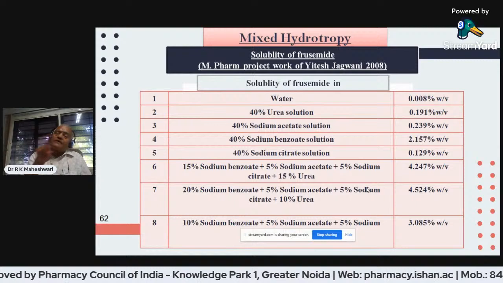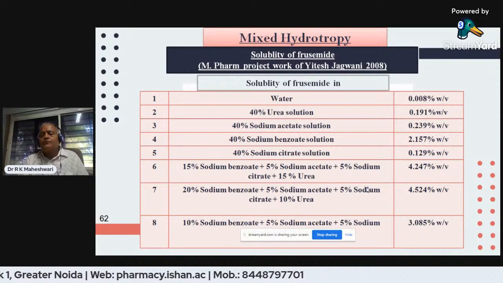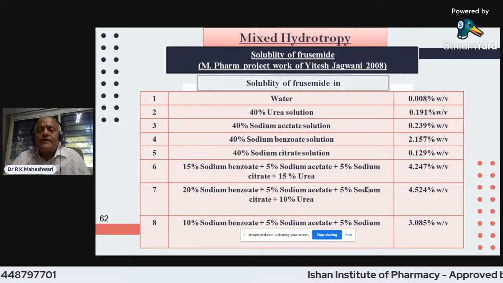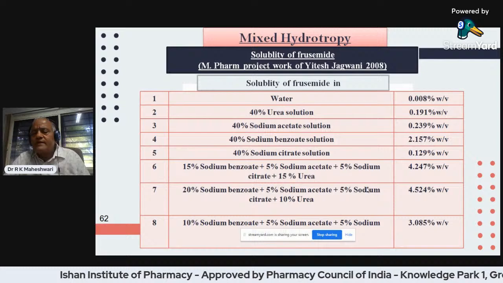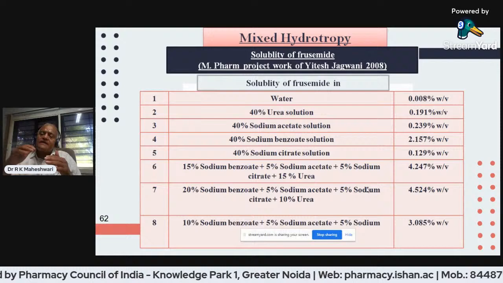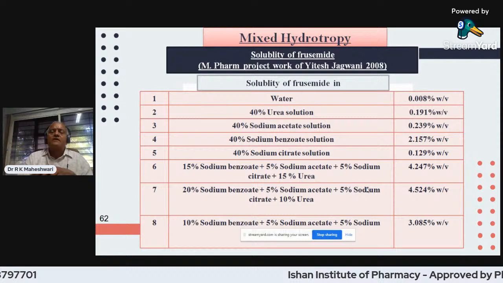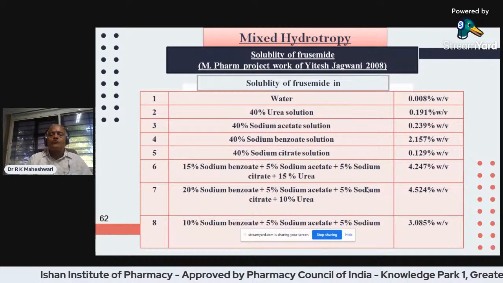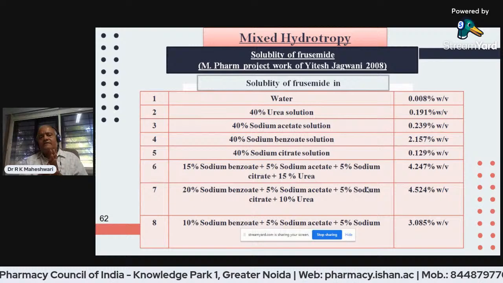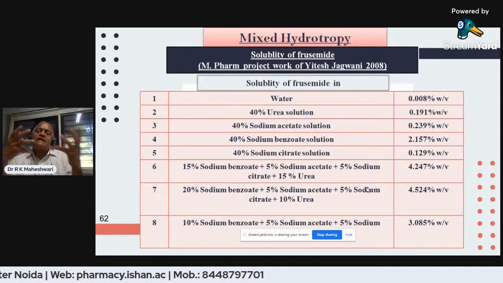Here the solubility found was 4.247%. Now if you see the solubility by urea 0.191, sodium acetate 0.239, 40% sodium benzoate 2.157%, 40% sodium citrate 0.129%. So this solubility is nearly double that of sodium benzoate, which was the highest of those four. So you may say this is synergistic solubility enhancement using mixed hydrotropy. Similarly, in case of 7 and 8 also, there was synergistic solubility enhancement. So using mixed hydrotropy, you can have additive solubility character, you can have synergistic solubility action, and mixed hydrotropic solubilization can be employed for making marketable formulations.